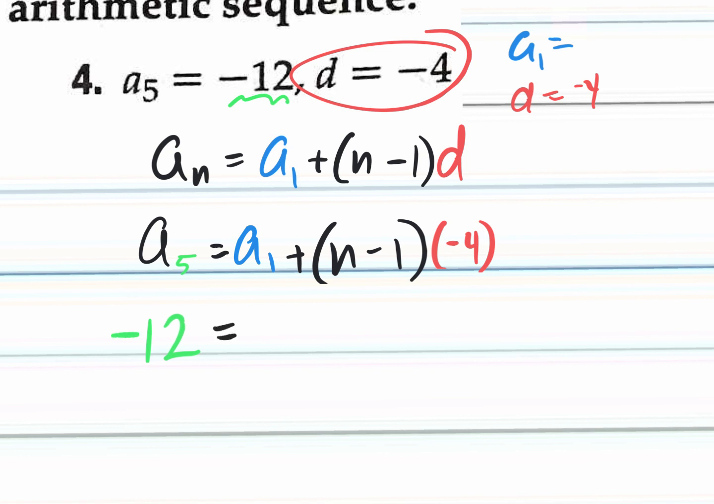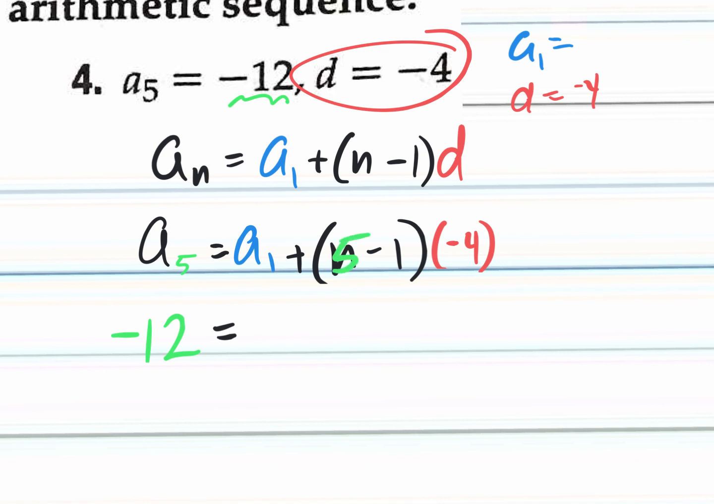Now, if you're thinking, well, why the heck did we even bother writing a sub 5 in the first place? Because that's where you could visually see that your n became a 5, and that's what you're actually plugging in right here for n. So in the n, you're going to replace it with the 5.